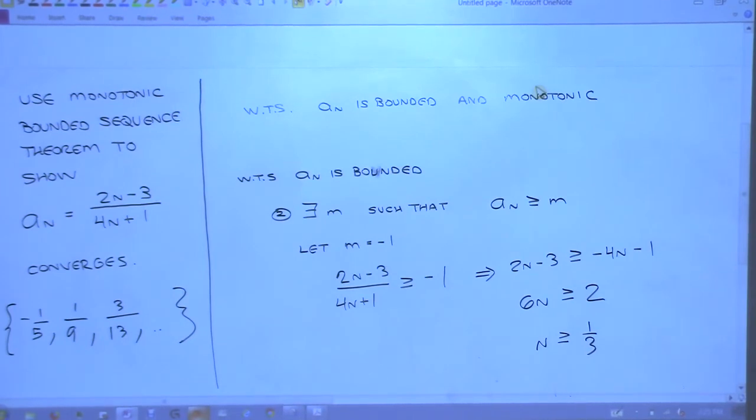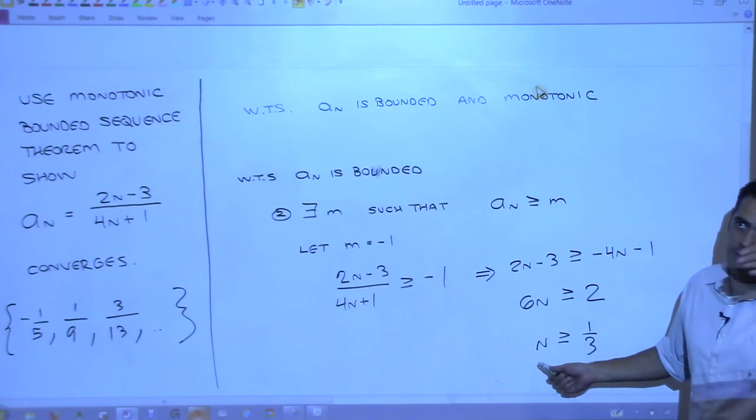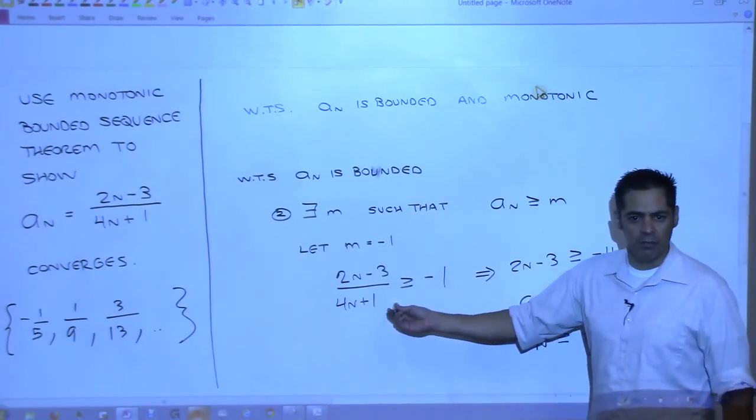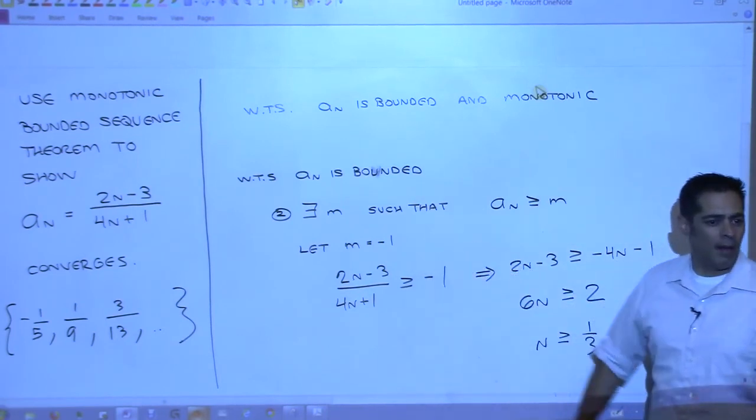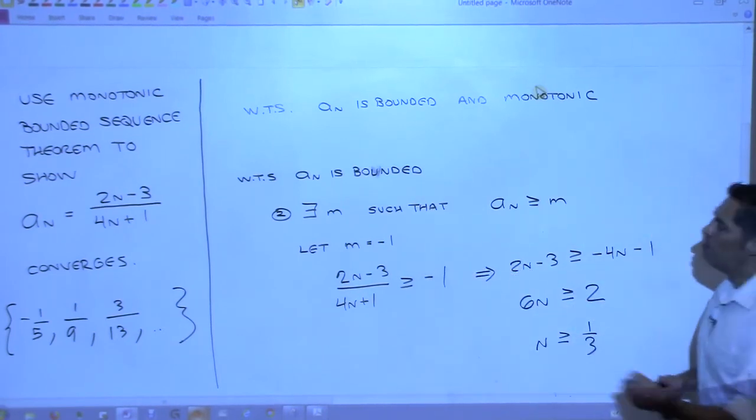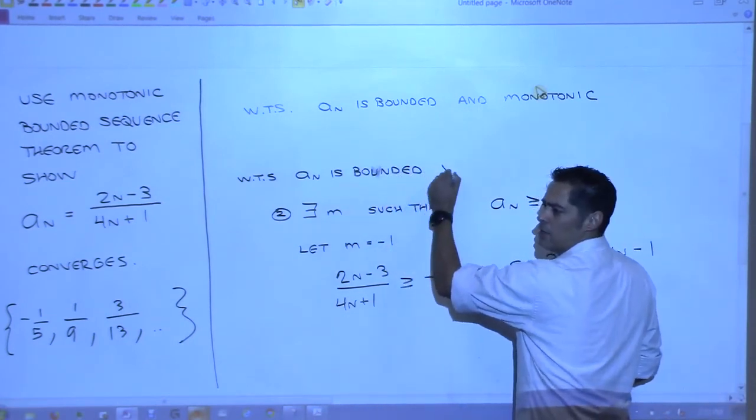Is n bigger than 1/3? Yes. n is going to be 1, 2, 3, 4. So this inequality is true. This is true as long as n is bigger than 1/3. So we have found a lower bound, haven't we? So we wanted to show it was bounded. Check.